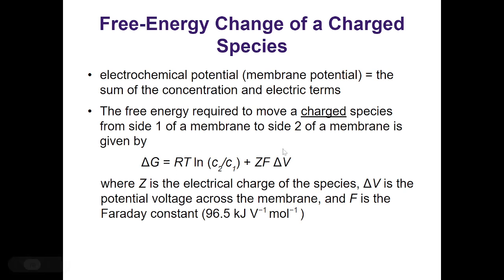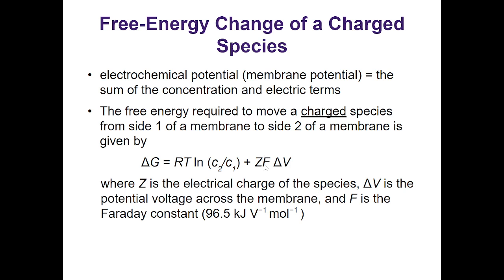Okay, so the electrochemical potential, your membrane potential, is the sum of the concentration and electric terms. The free energy that's required to move a charged species from side 1 of a membrane to side 2 of a membrane would be given by this. Notice that's basically the same thing, but in these cases, you also have a charge potential, right? Okay, as you build up charge, that's going to start pulling the opposite charge from the opposite side, right? Okay, so you have another term here that's important, which is this right here. Z is going to be the electrical charge of the species. For example, phosphates oftentimes have a -2, right? That would be that -2 there.